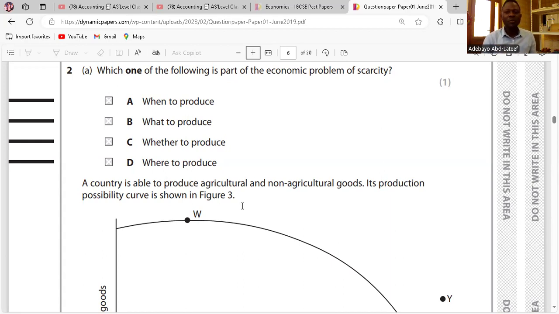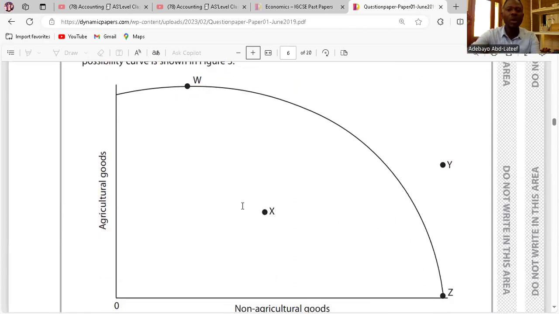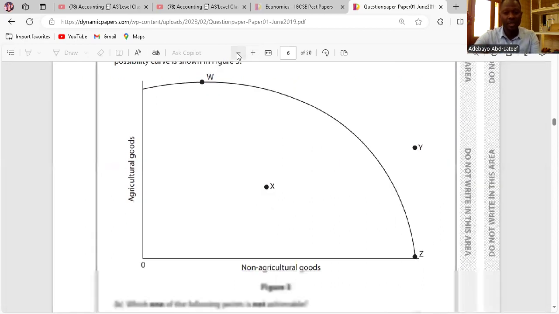So they say, which one of the following is part of the economic problem of scarcity? When to produce is not about it. What to produce is the type of production we need to make with these resources. Whether to produce is not a question. Where to produce is never going to be a question. So the answer is B. Clear? So go to the next question, where we have a PPC.